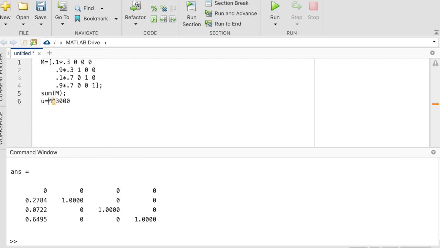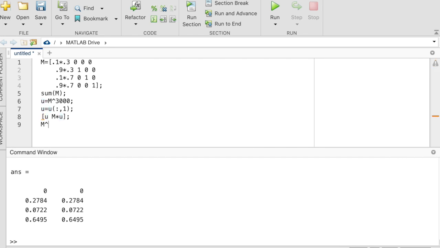Of course, if we want to check that, we can take u and make it the first column. So I'm going to set u to be M to the 3,000, and then I'm going to redefine u as its first column, all rows, first column. And then let's compare u to M times u. Yep, it looks like u is fixed by the actions of M.